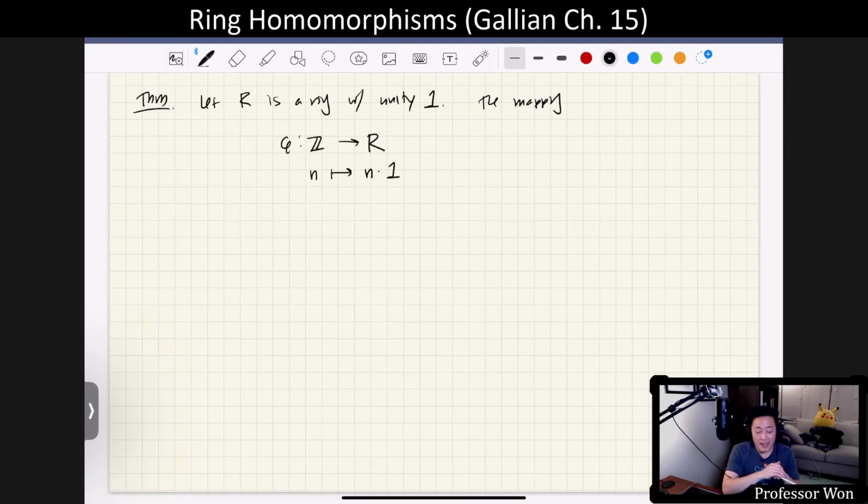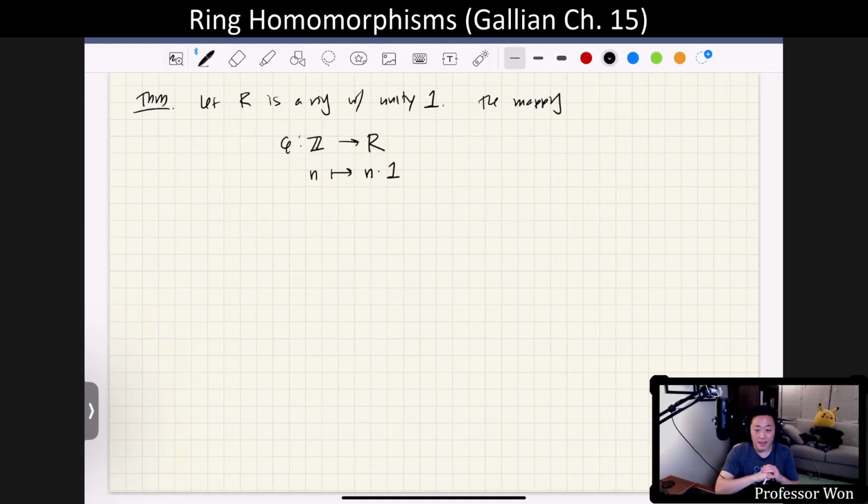So if the ring had characteristic 0, well, you'd get infinitely many different elements: 1, 1 plus 1, 1 plus 1 plus 1, 1 plus 1 plus 1 plus 1. And that should give you a subring that looks like the integers. There should be a copy of the integers sitting inside of your ring if you have characteristic 0.